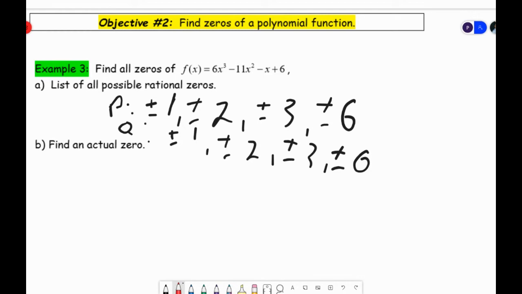I have a question. Yes, please ask. Where is actual zero? What is an actual zero? Okay, so an actual zero is the number that you plug into the function and it will give you zero. Now we need to find all possible zeros first.